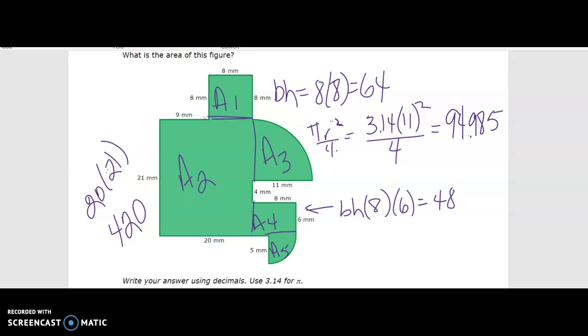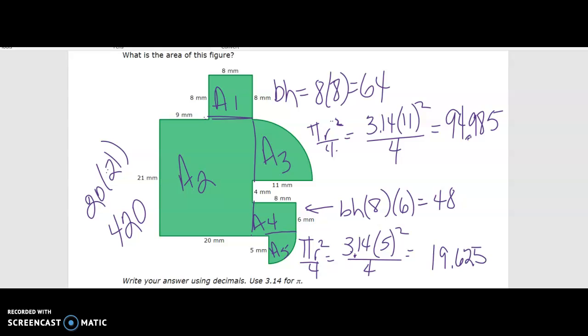See what I meant by if you're scared to write anything down, you're probably going to be lost. And this one is pi r squared divided by 4 also. So 3.14 times 5 squared divided by 4 is 19.625.